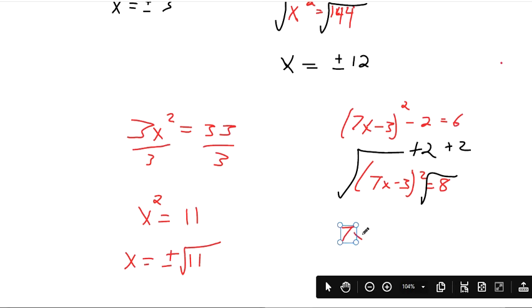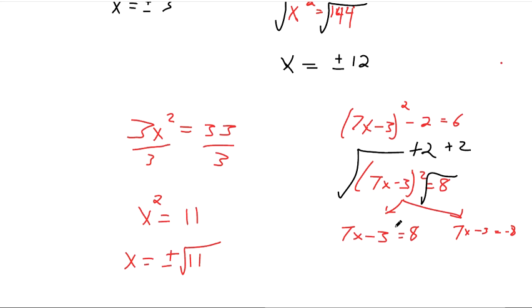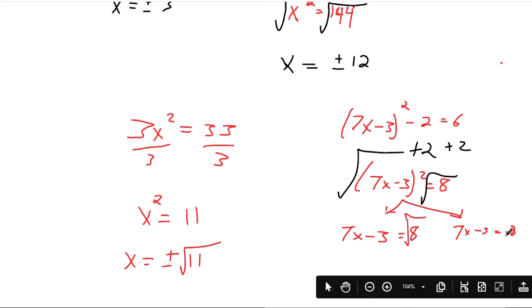So you get 7x minus 3 equals positive 8, but now you have to make a separate equation because it could also equal negative 8. Okay, so watch out for those questions where it's inside of parentheses. You got to solve twice. Once for if it equaled positive, oh, it's positive. I'm sorry, because I took a square root of both sides.